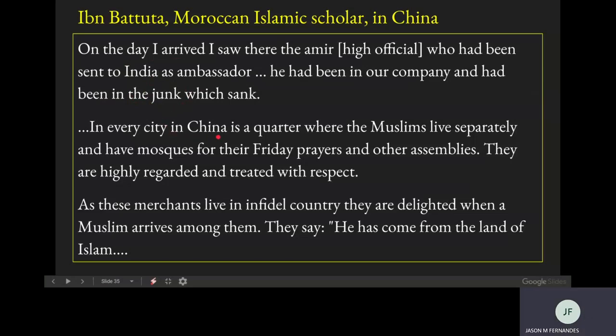But here's where I think things get even more interesting, right? He mentions that in every city in China, you have a Muslim quarter, right? This is where the Muslims live. This is where their mosques are, where the prayers are conducted, etc. He says they're treated with respect, right? Highly regarded, right? Interesting note here. They're delighted when a Muslim arrives among them, right? So they say that he was happily received, right? Even Battuta was. However, he was not very happy in China. He didn't like living amongst what he calls the infidels. Okay? His time in China was not a very good time for him, according to his writings on this.